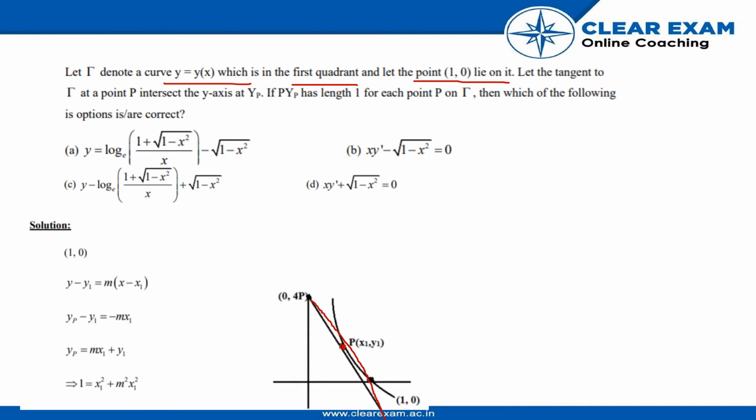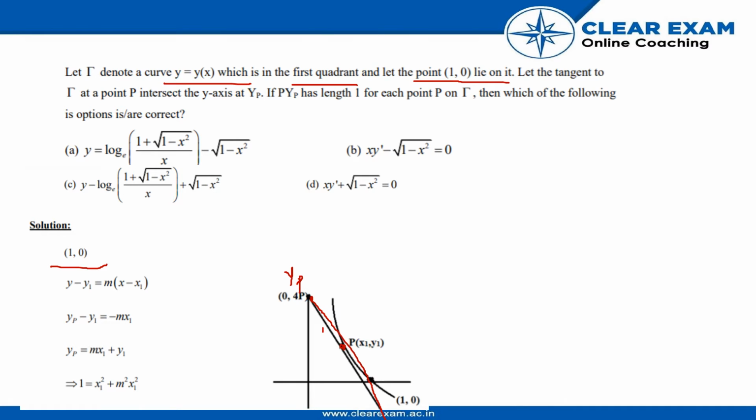Now if this is Y_P, and PY_P has length 1 for each point P on tau, then which of the following options is or are correct? Okay. So in this question we've been given that (1, 0) lies on the curve.